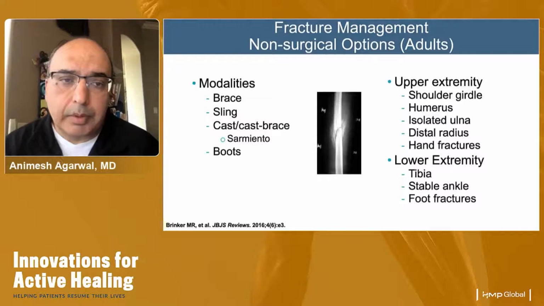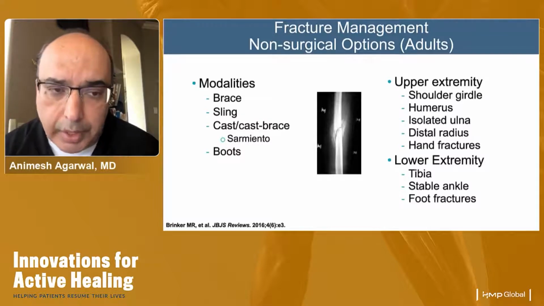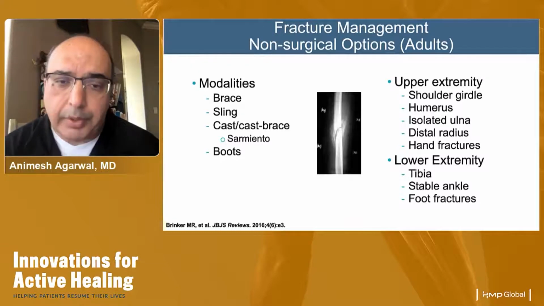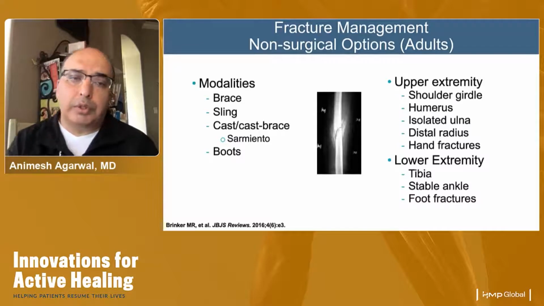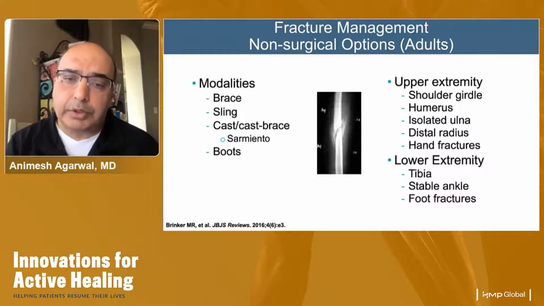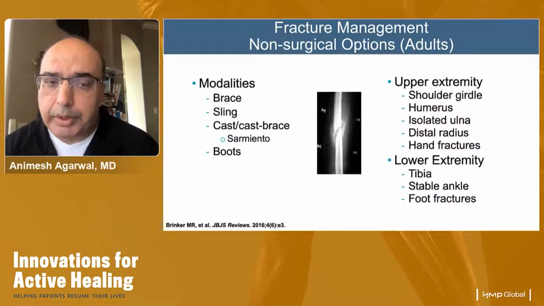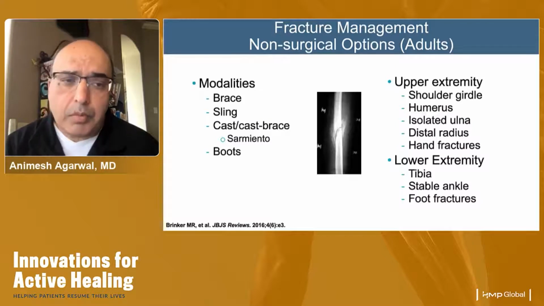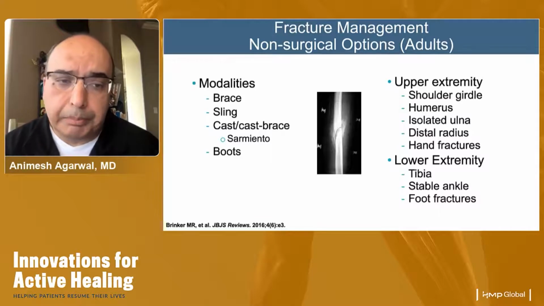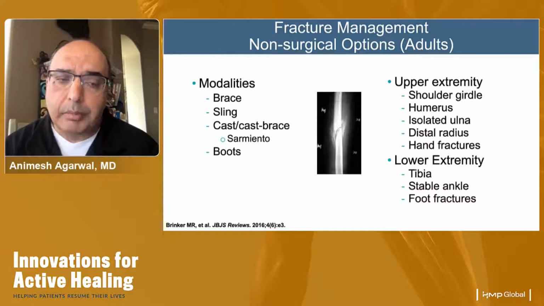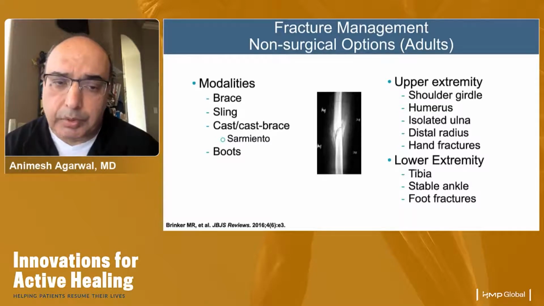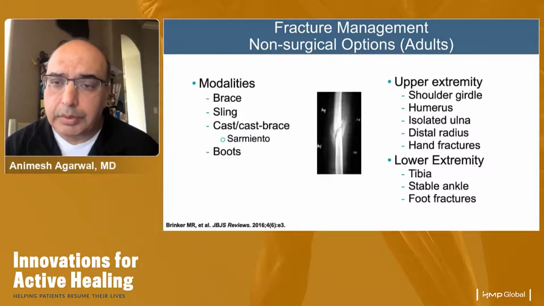Here again are some non-surgical options for fractures. Although many fractures do require surgical intervention, there are still a few fractures in the body that can be treated non-operatively. We can brace them, sling them. We can put a cast or a cast brace, such as a Sarmiento, or even boot stabilization for many lower extremity injuries.